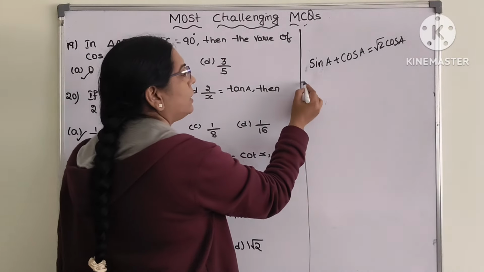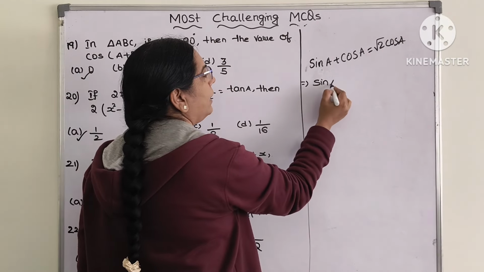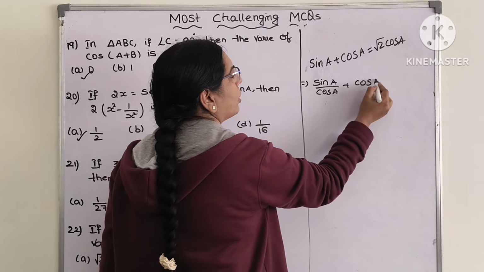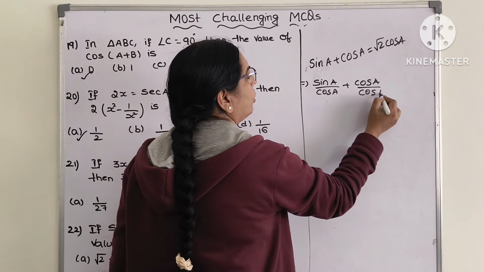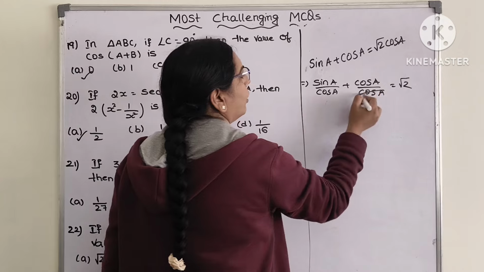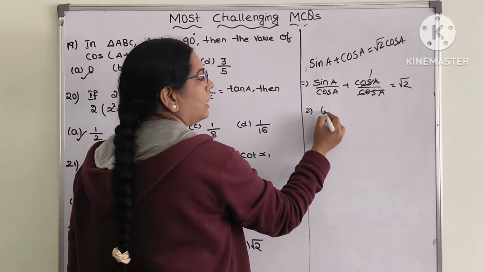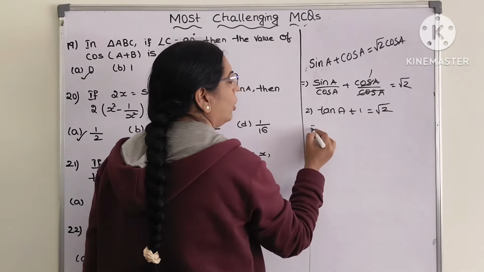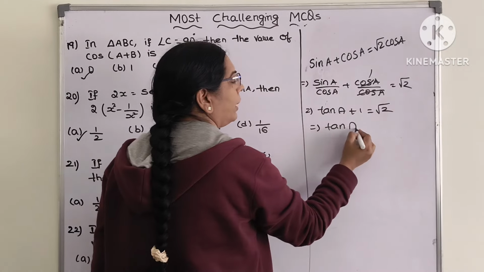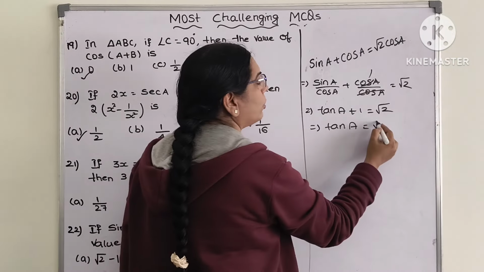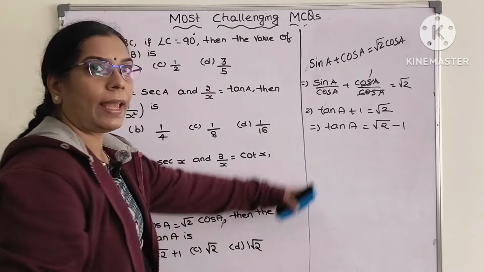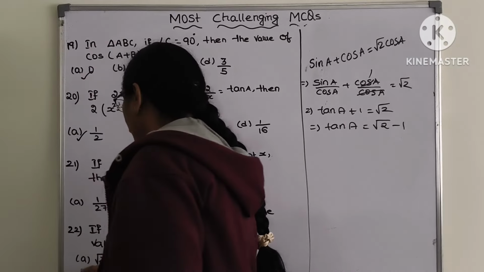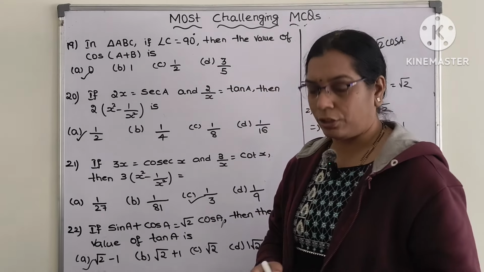Now get cos A to this side. So we divide: sin A by cos A plus cos A by cos A is equal to root 2. Sin A by cos A is equal to tan A, and cos A by cos A is 1. Tan A plus 1 is equal to root 2. So tan A is equal to, taking 1 to the other side, root 2 minus 1. So the tan A value is root 2 minus 1, which is the first option, option A. Option A is the correct option.